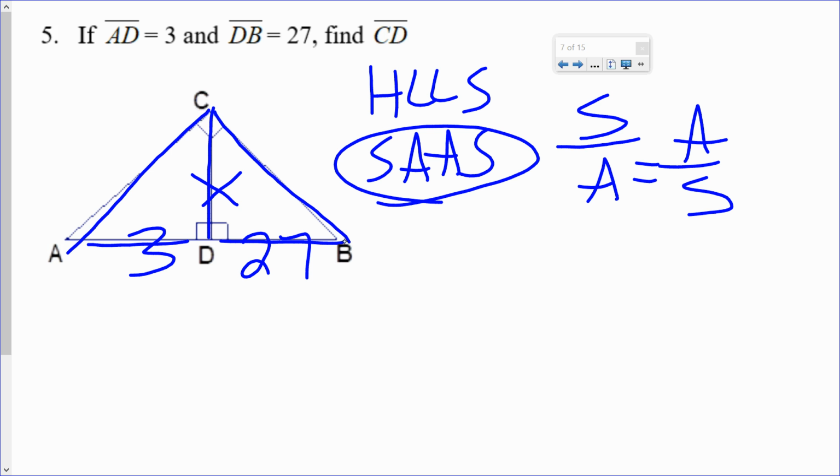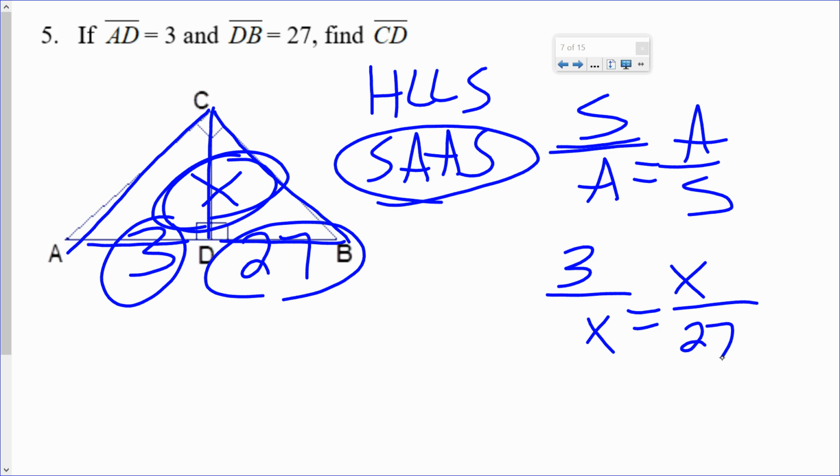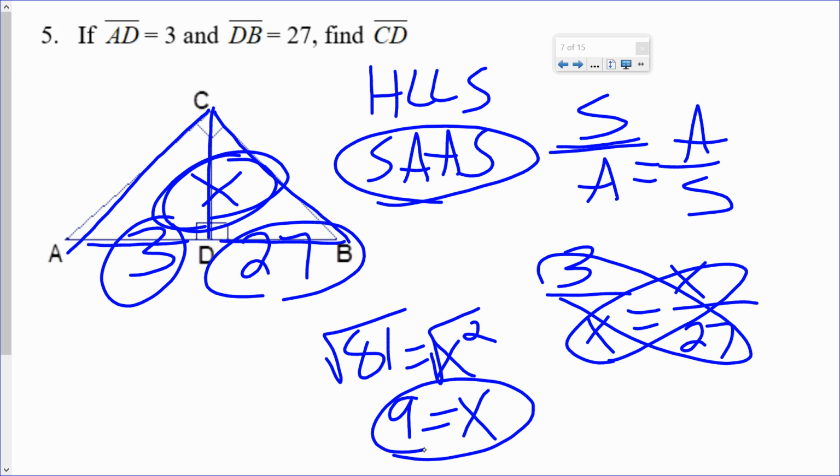Okay, if you need more time, feel free to pause it. S is 3 over A is X equals A, again, is X over the other S, 27. Cross multiply and solve. 81 equals X times X, which is X squared. To get rid of a squared, I do the square root, and the square root of 81 is 9.